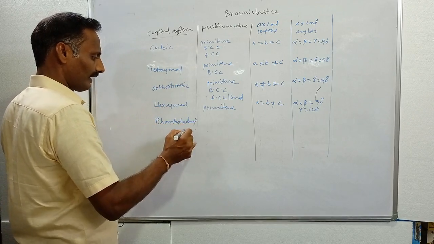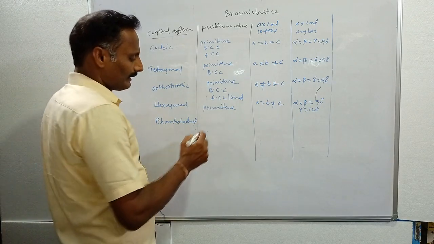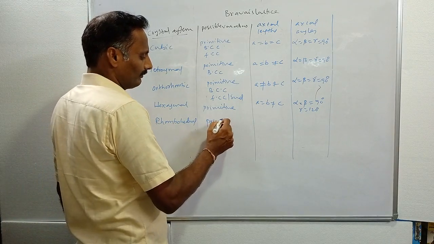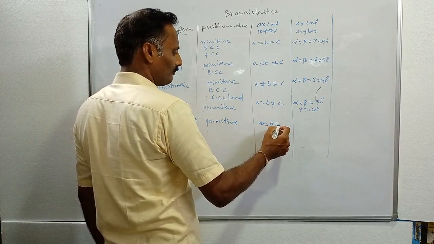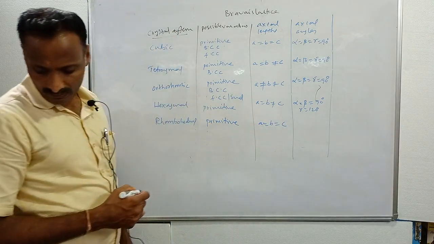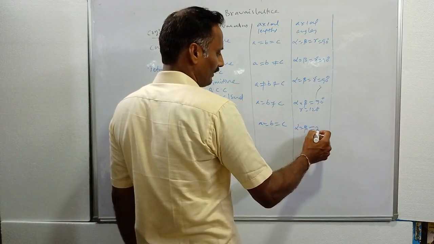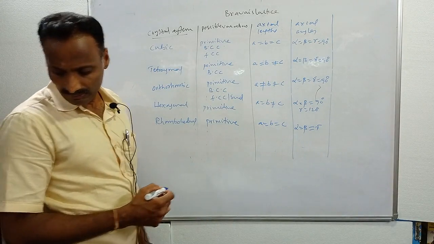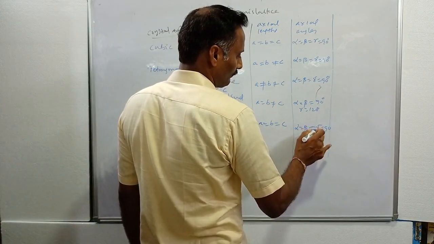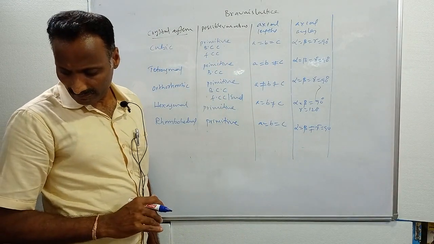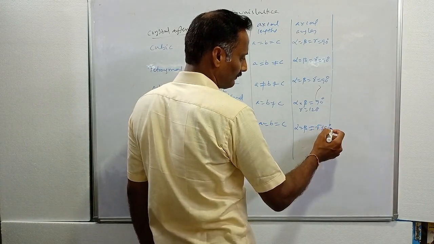Rhombohedral is also called trigonal. It is a primitive unit cell. And here the edge lengths are equal: A equal to B, B equal to C. Then the angles of edges are alpha equal to beta and beta equal to gamma, and gamma not equal to 90 degrees.